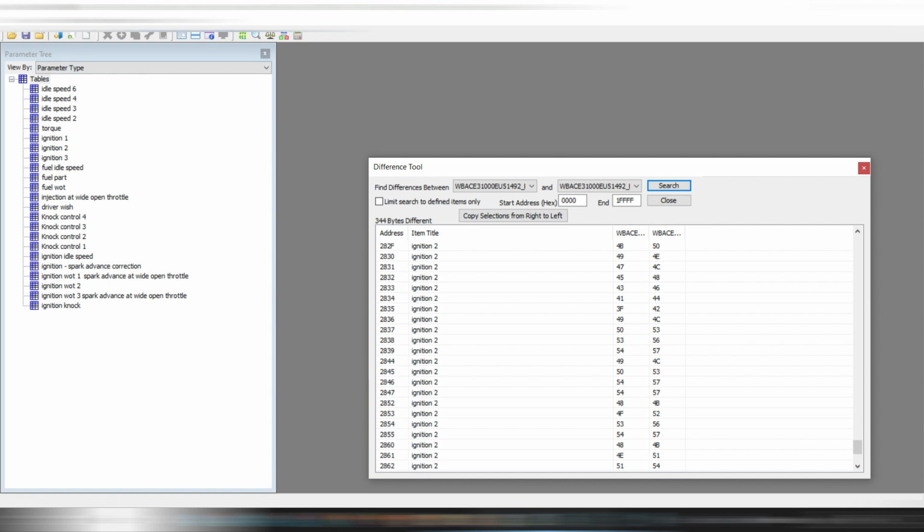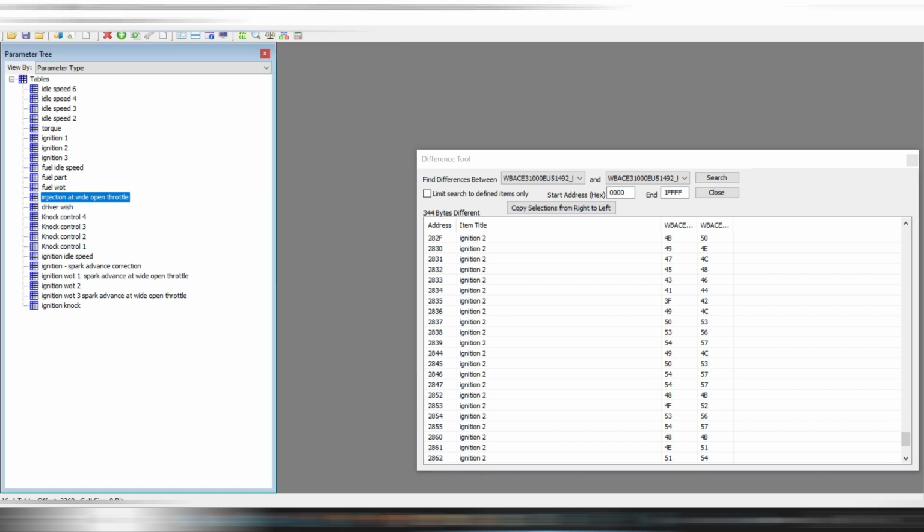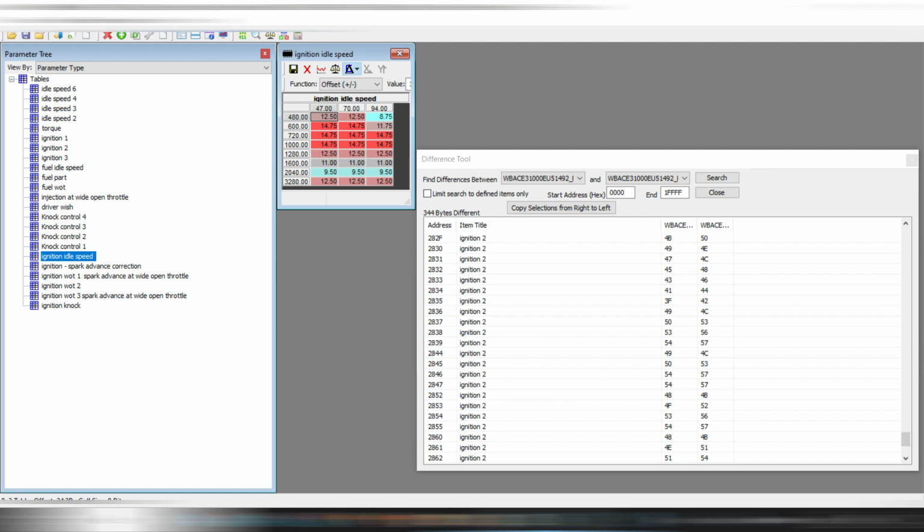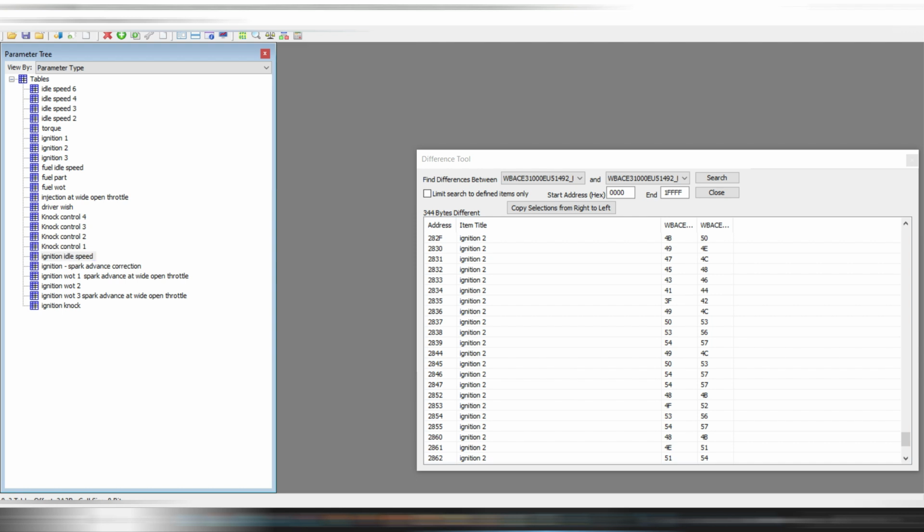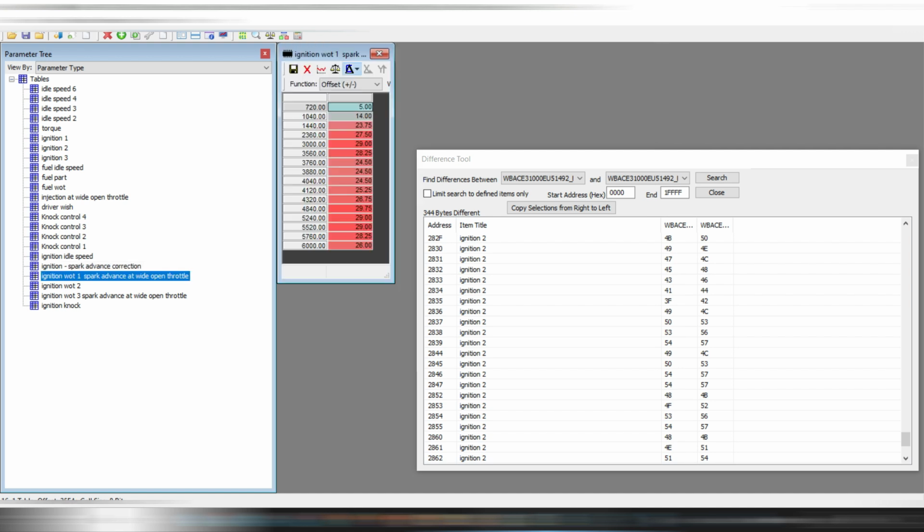What we can do here already, with the maps that he has defined, is idle speed, the torque calculation, ignition, fuel at idle, fuel part throttle, fuel at wide open throttle, injection, which is fuel again, driver wish, knock control, ignition advance at idle, and then also ignition advance at wide open throttle, for example.